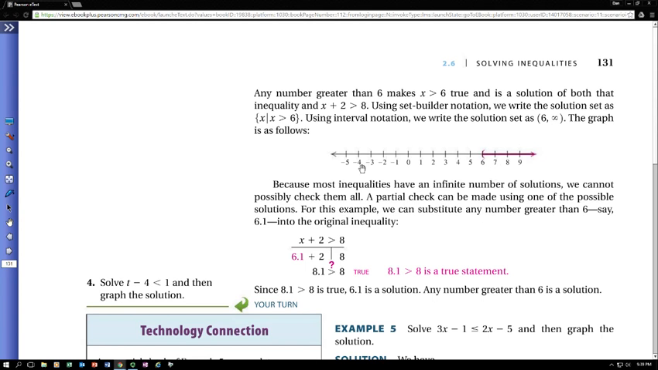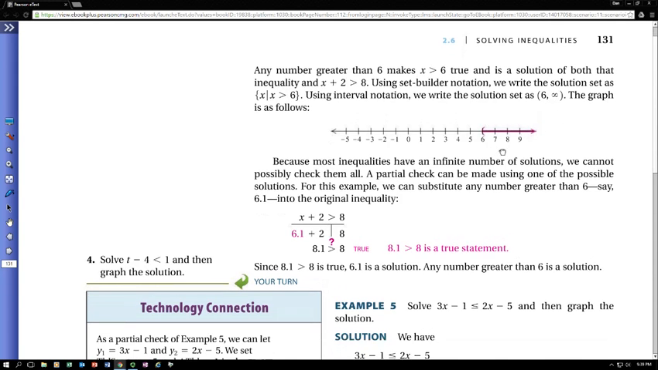Usually what I would do is graph first and get used to this graphical image, because a picture's worth 1,000 words, right? So draw the picture first, and it will probably pull you through, especially this interval notation. You can see the interval notation right here in the graph. It doesn't include 6, but it goes off to infinity to the right.